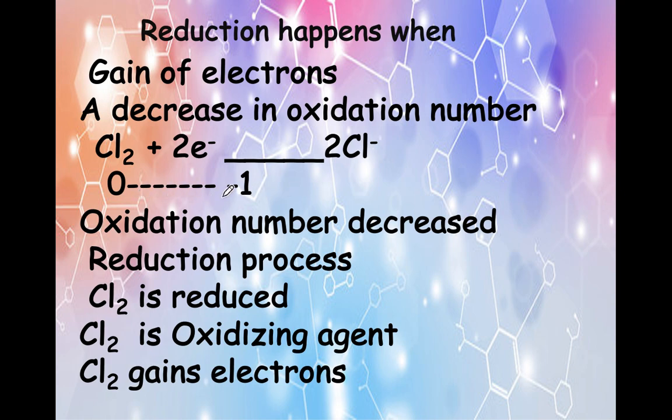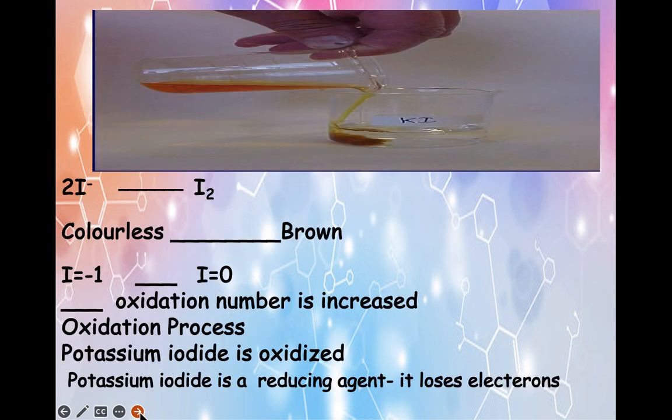So what happened to the oxidation number? From 0 to -1, the oxidation number decreased. So the process here is called the reduction process. And of course, the chlorine in the reduction process is reduced. According to the name, it is reduced. But itself is the oxidizing agent. Why? Because chlorine actually gains electrons. So we call it an oxidizing agent.